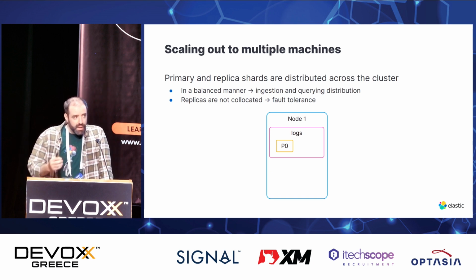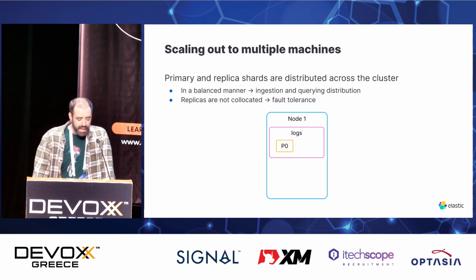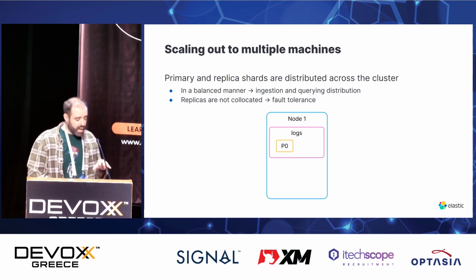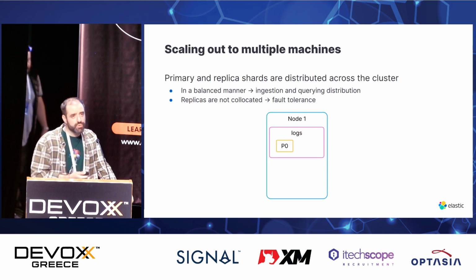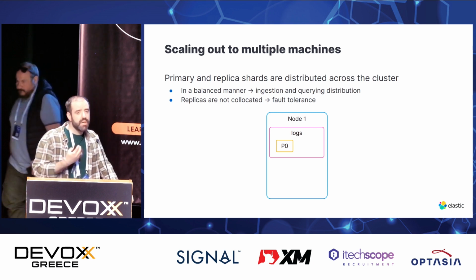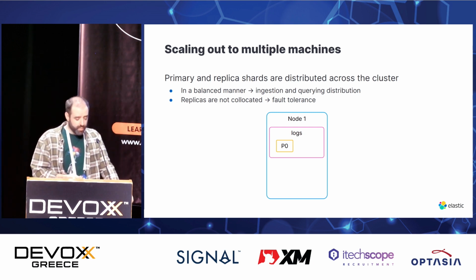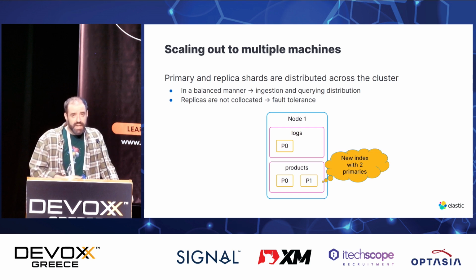So Elasticsearch does that in a balanced manner, so we have some cleverness in how we distribute the shards around so that we can also balance the workloads. But let's go through one example to see how that works. So imagine that you have one node in your machine cluster, right? And you have an index called logs with just one primary shard, P0, that sits on, of course, node 1. Imagine that you have now another index called products with 2 primary shards, P0 and P1. They're still on node 1 because that's the only machine that you have.